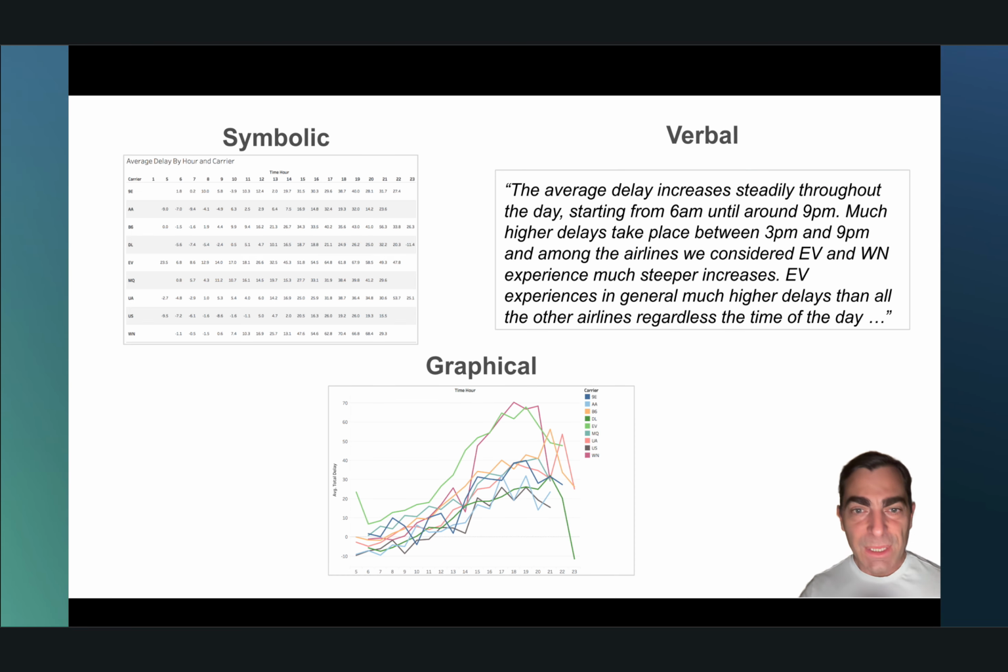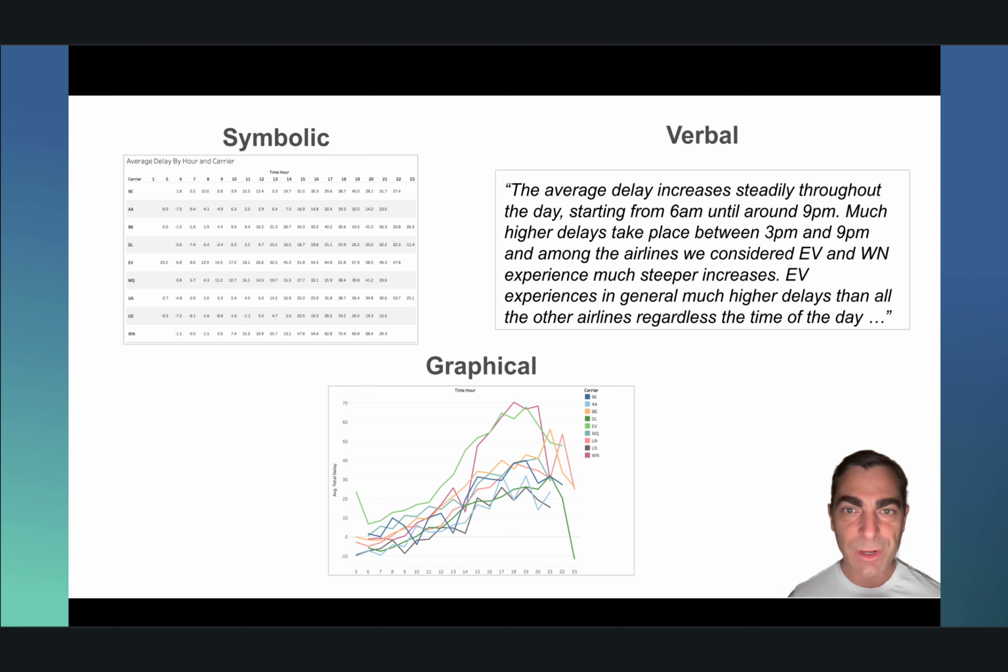So, in general, there are three main modes or modalities to communicate and to absorb information. The one that we have covered in the table, I like to call it symbolic. It means that we are absorbing information through some symbols, in this case, through numbers and labels. The last one that we saw is verbal. We are using natural language to communicate information. And the last one is graphical.